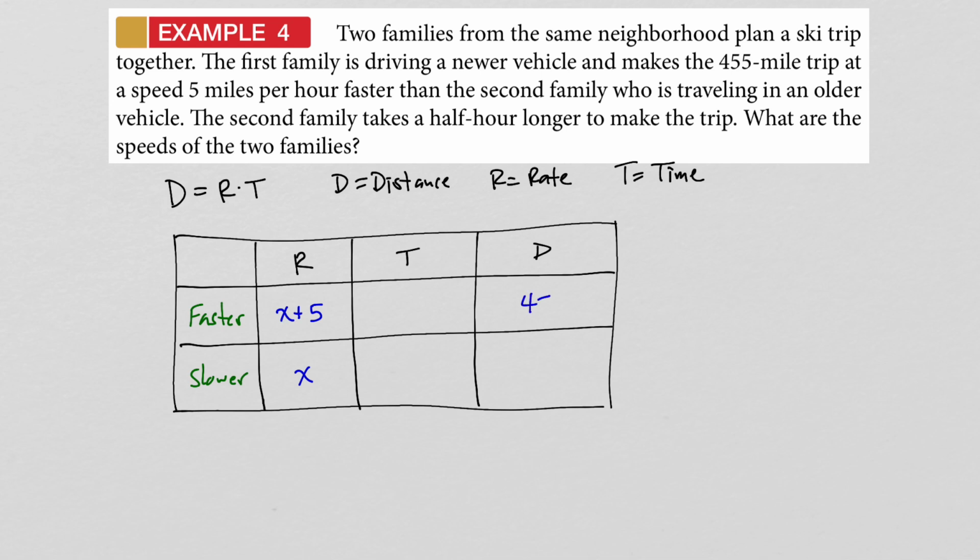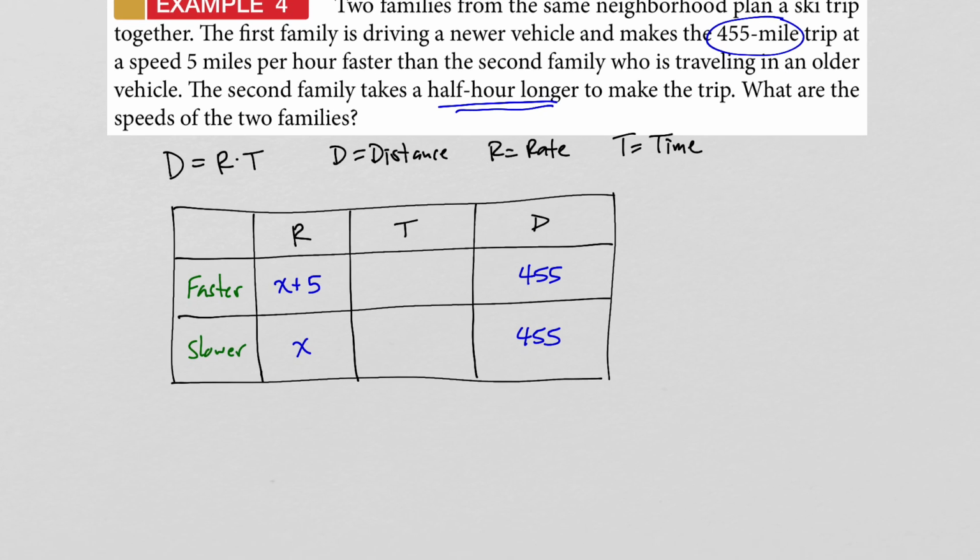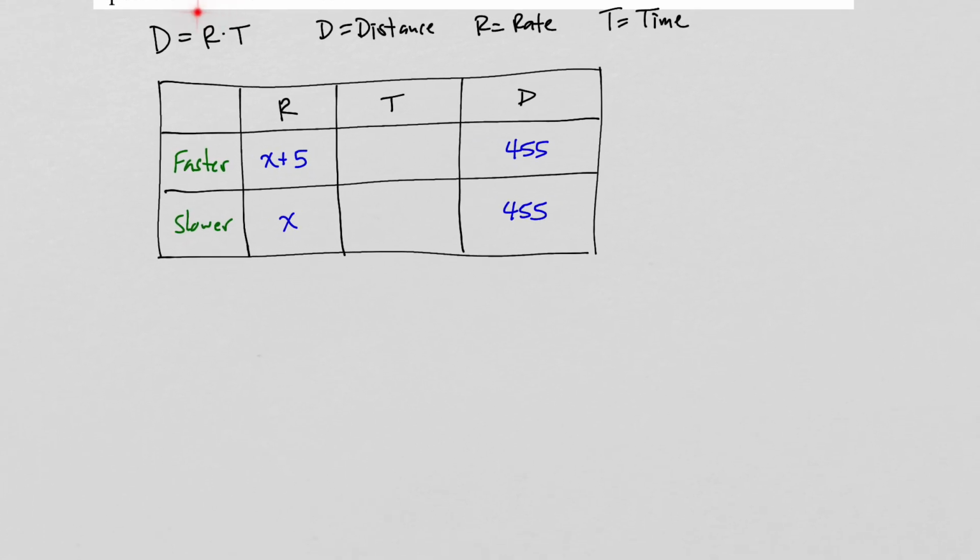They are both going from the same place to the same place, so they are both going to travel the same distance, which is 455 miles. And then the time is where we don't really know, right? The time is kind of like the speed. We only know that the second family takes half an hour longer to make the trip. Now, it's tempting to want to put something in here that shows that one is a half an hour longer than the other. But let's instead use this equation to get this last box.